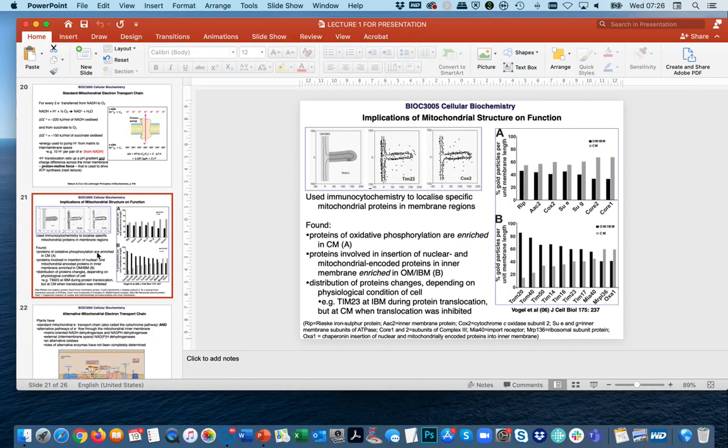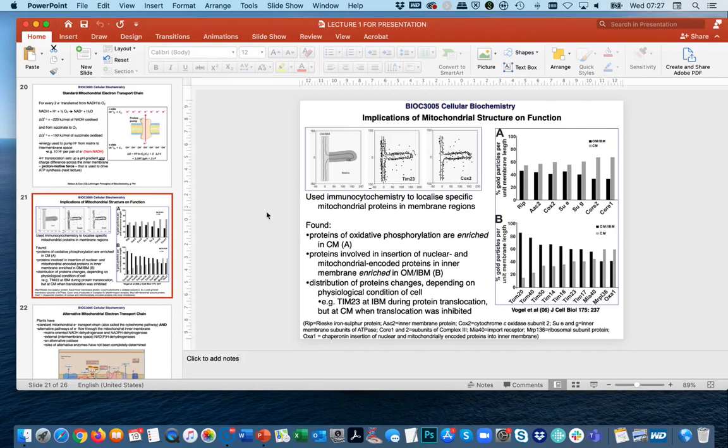So the group of investigators used immunocytochemistry. They chemically fixed mitochondria, made thin slices of the mitochondria, and then labeled the mitochondria with antibodies against these different proteins that they were interested in localizing. And then they used a secondary antibody that bound to the first and had a gold grain associated with it. So in electron micrographs, they could see the gold grain as a black dot.